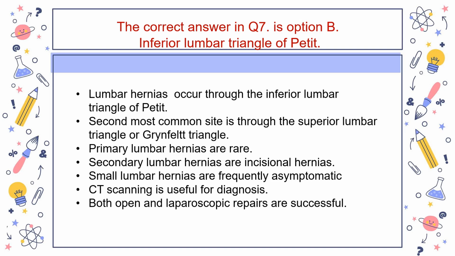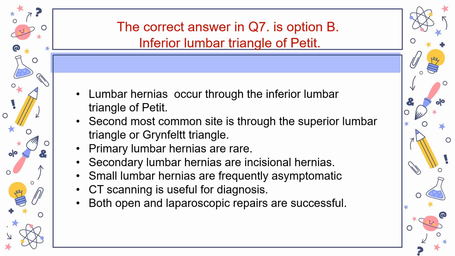Lumbar hernias occur in the lumbar region of the posterior abdominal wall. The most common site of origin of primary lumbar hernias is through the inferior lumbar triangle of Petit. The Petit triangle is bounded by the iliac crest, latissimus dorsi muscle and external oblique muscle. The second most common site is through the superior lumbar triangle or Grynfeltt triangle. Weakness of the lumbosacral fascia through either of these triangles is the main cause of lumbar hernia formation.